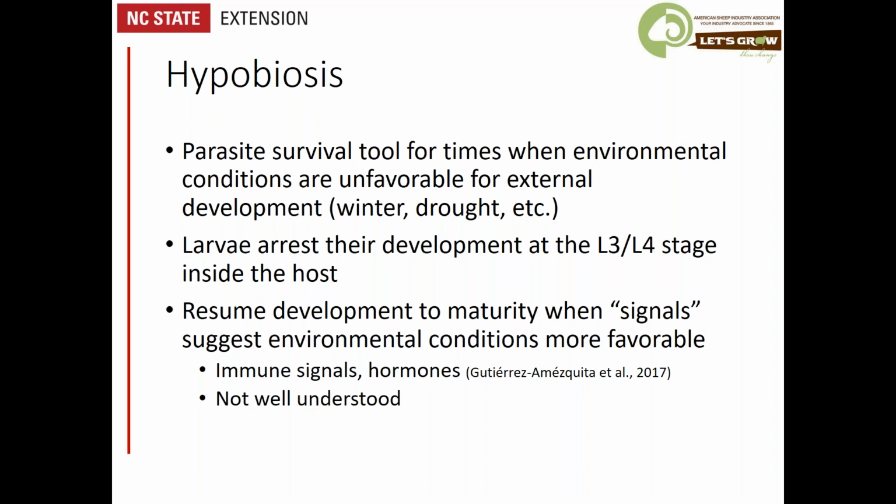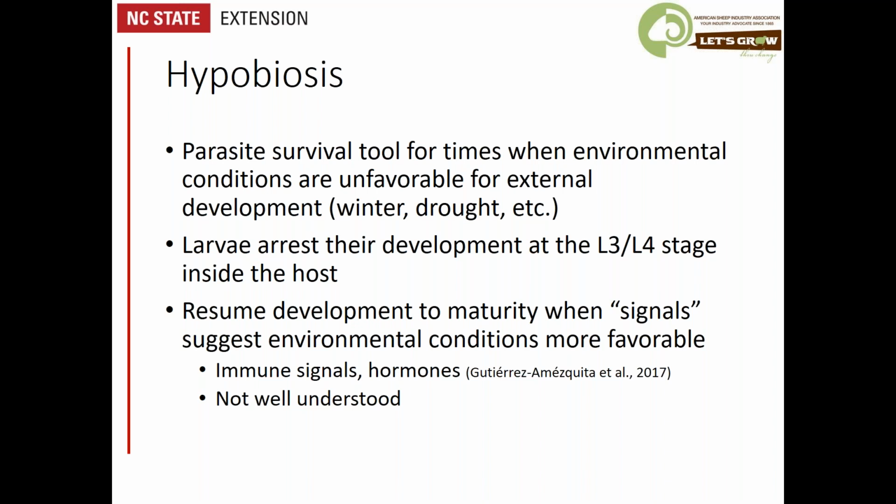the study that I have cited here looked at progesterone levels, that reproductive hormone, and its association with this hypobiosis. And so when we think about sheep, they are generally pregnant during the winter months, typically lamb in the springtime. If the parasite can somehow sense that progesterone levels are high, that could be a cue that the environment's probably not favorable for continued development. When progesterone levels decrease after lambing, then that would likely mean it's springtime, likely mean the environment's more favorable, and they can come out of that arrested development, that hypobiosis, and resume their life cycle.